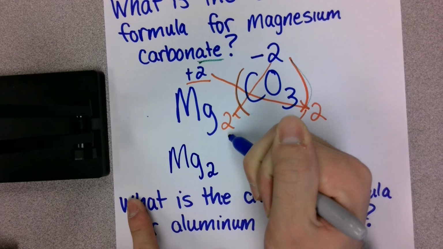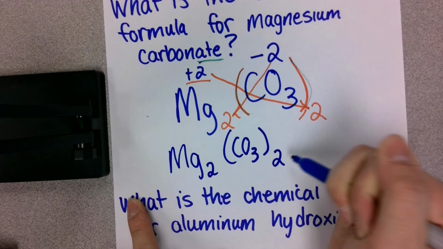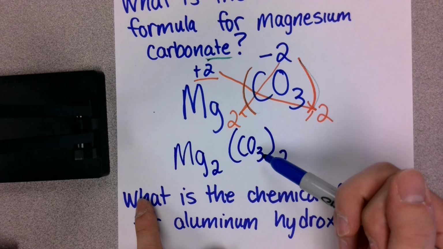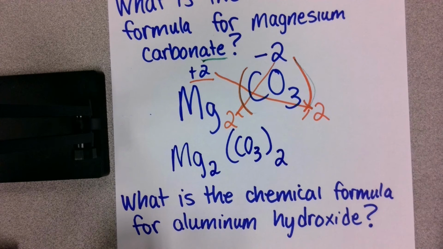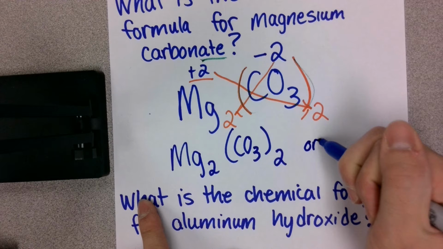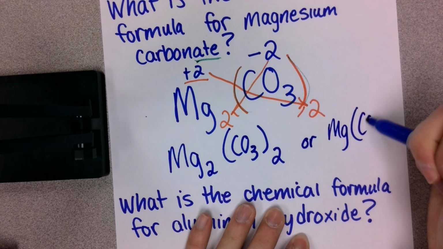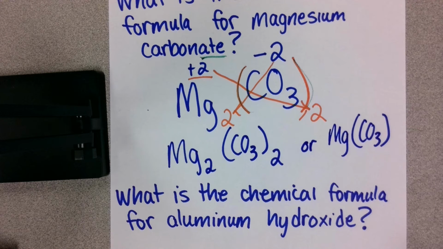Mg2(CO3)2, because this 2 goes to this entire carbonate molecule here. Alright, so Mg2(CO3)2, and remember, if you wanted to, you can also simplify this and just do MgCO3 like that. Because they're both 2's, you could simplify them. So with ionic compounds like this, you can simplify them.